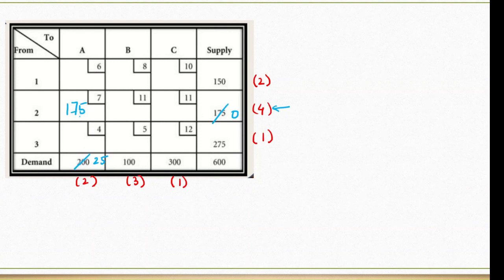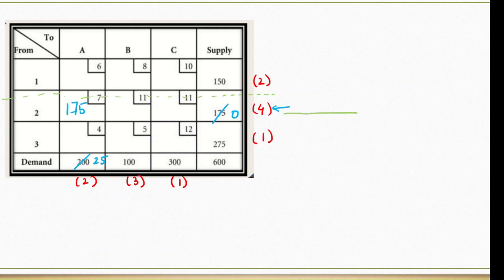Now for source 2, we cannot give any more units because the supply is 0. So I'll be deleting this row. I'll not be considering this row. So there is nothing possible in this particular row, so we can also add a dash.